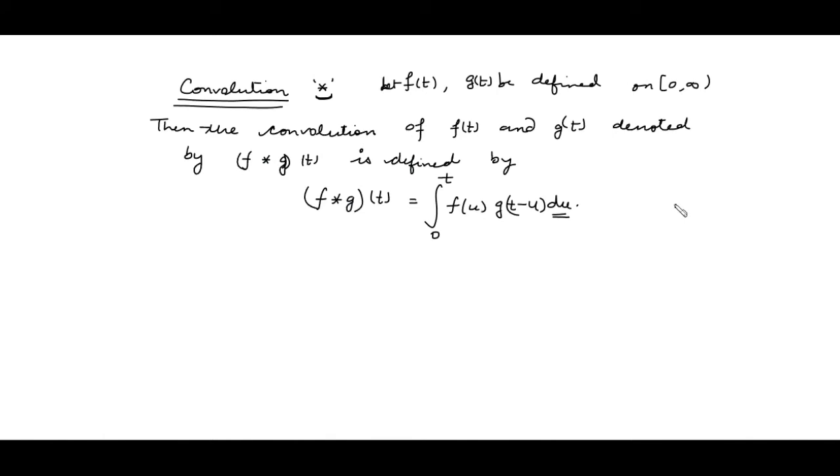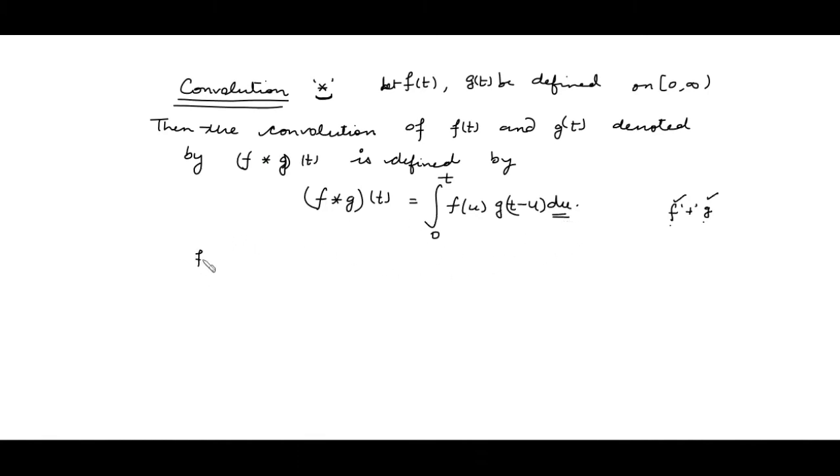Same way, if you have the operation addition, it means you have to add the elements of this function and this function. Here the symbol star is said to be convolution, and the meaning of this star is that you have to evaluate this integral.